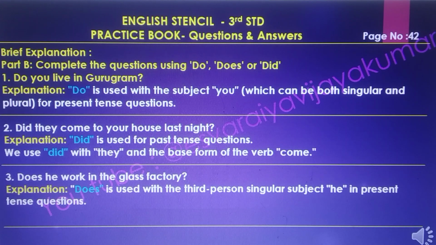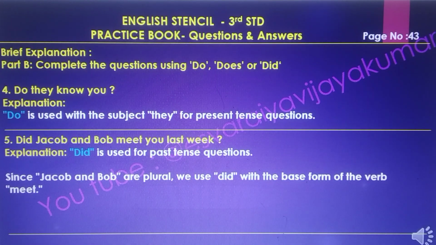Third one, does he work in the glass factory? Explanation: "does" is used with third person singular subjects, he, in present tense questions. Question number 4, do they know you? Explanation: "do" is used with the subject "they" for present tense questions.